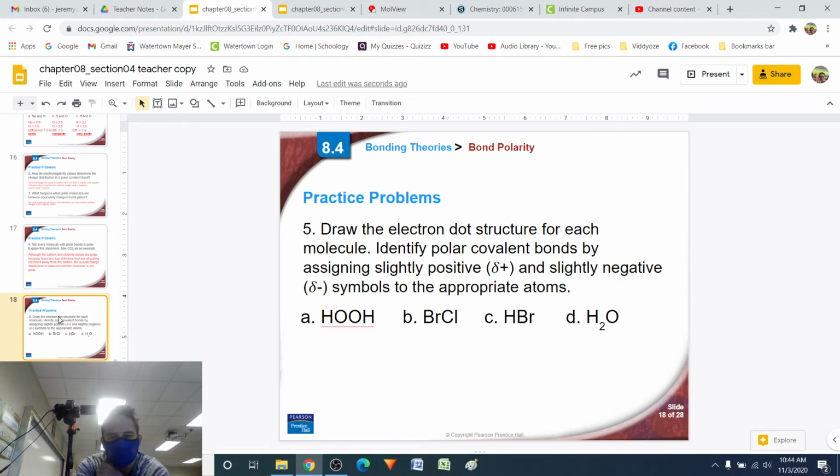All right, last question here, number 5. It says, draw the electron dot structure for each molecule and identify polar covalent bonds by assigning slightly positive and slightly negative symbols to the appropriate atoms. All right, so we're going to have to draw some molecules out.